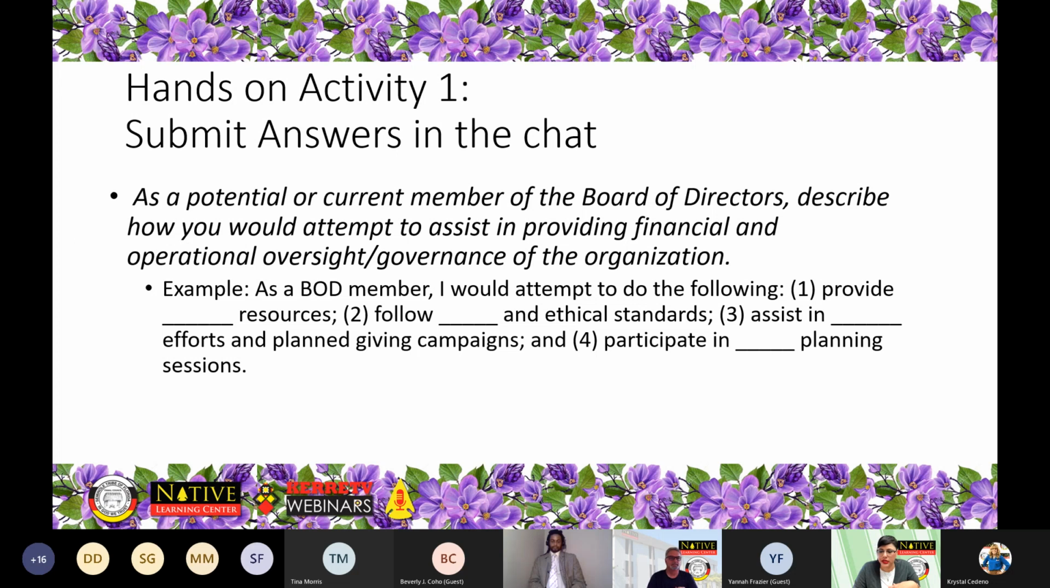I'm going to go ahead and put the sample in the chat box for you to be able to take and use. You can copy and paste that and see some ideas as to how you would do that as a board member. And if you want to share out, please feel free to unmute yourselves. You have that capability to unmute and share out your answers. It is 2:17, so let's give you anywhere between 5 to 10 minutes to brainstorm and share out. What would you attempt to do?